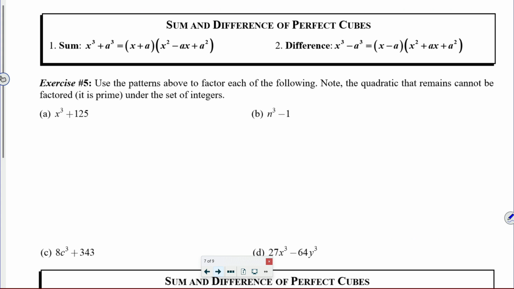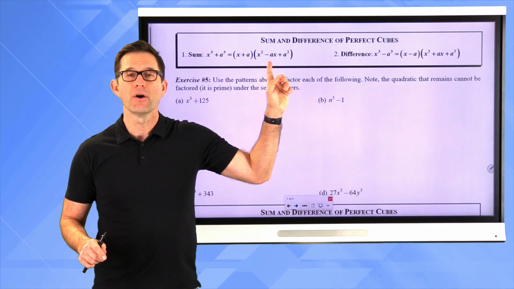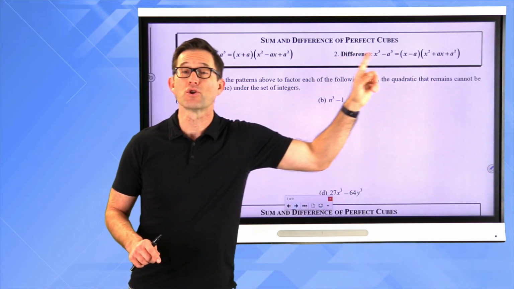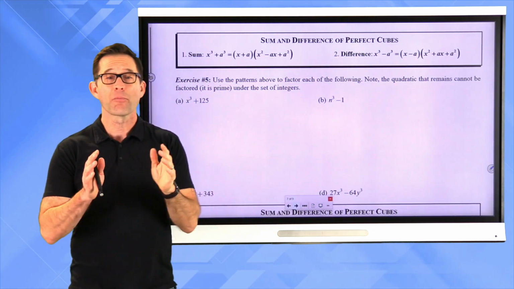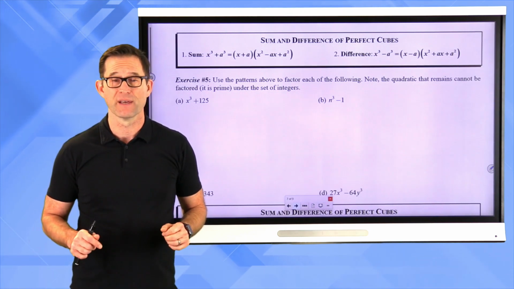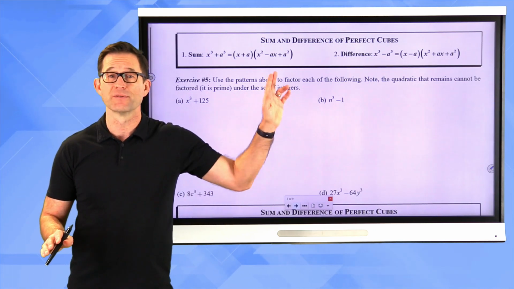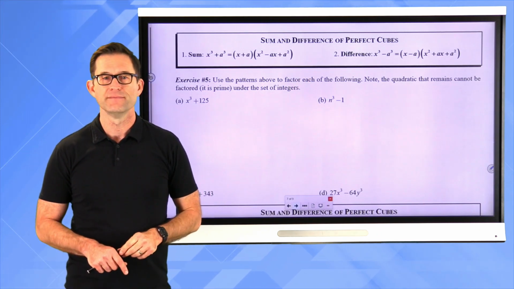Use the patterns above to factor each of the following. Note the quadratic that remains cannot be factored. It is prime under the set of integers. So really critical: this trinomial and this trinomial, which are both quadratics, x squared and x squared, are prime. They cannot be factored unless you bring imaginary numbers in, which we're not going to in terms of the set of integers. So let's see how we factor in letter A.